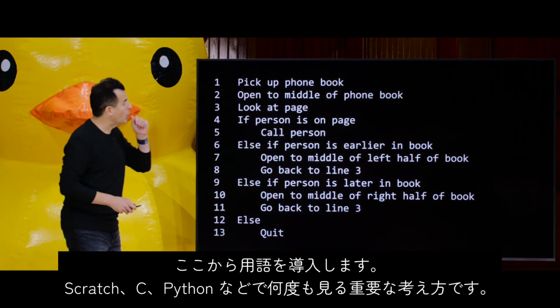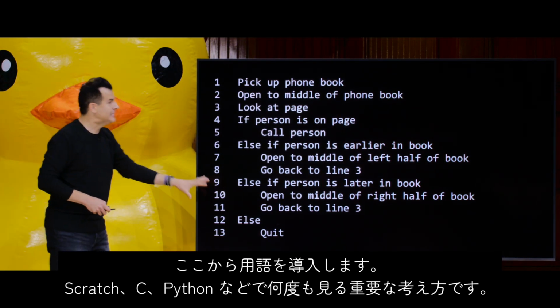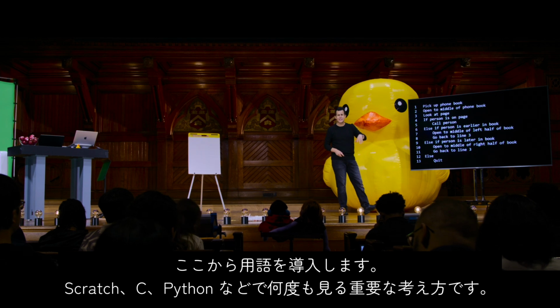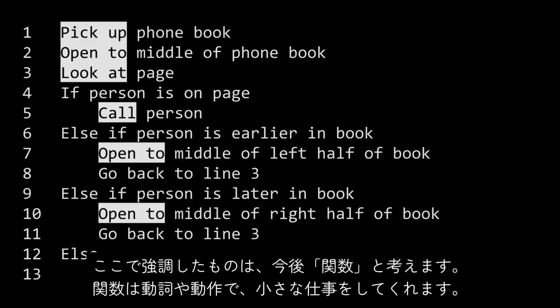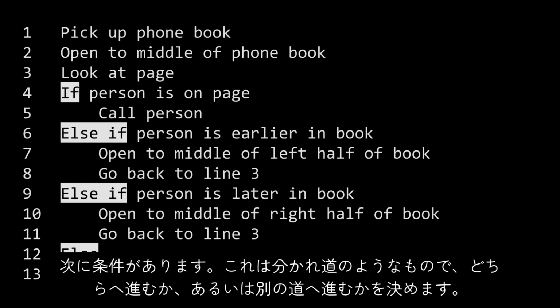But now let's use some terminology here. There's some salient ideas that we're going to see in Scratch and C and Python and these other languages I alluded to earlier. Everything I've just highlighted here, henceforth, we're going to think of as functions. Functions are verbs or actions that really get some small piece of work done for you. Functions are verbs or actions. Here, though, highlighted is the beginning of what we'll call conditionals. Conditional is like a fork in the road. Do I go this way?